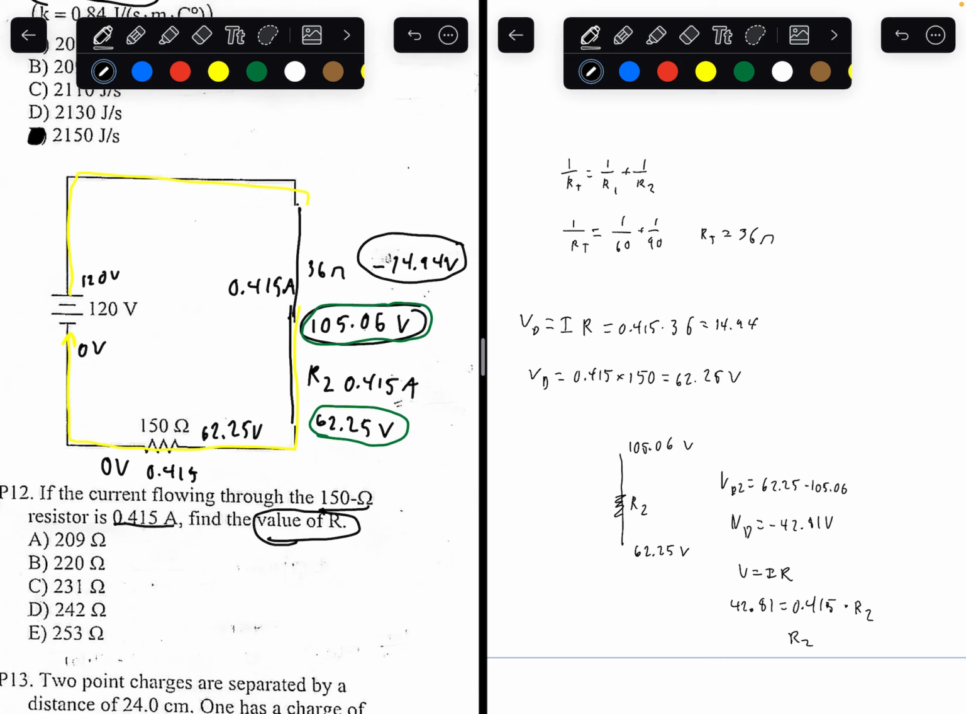So after we considered the sign right here, you don't need to look at the negative sign anymore. Once you use this formula, you don't want the negative sign, especially because if you do, resistance will become negative. So make that positive 42.81. You can calculate R2 to be equal to 103.157 ohms. So that's the total resistance of the second resistor.